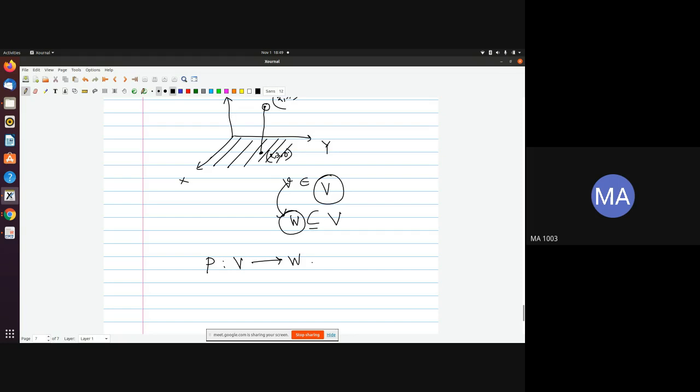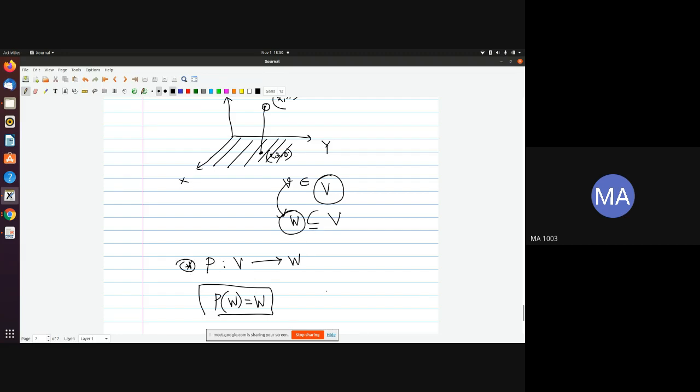Any doubt in this? P is a function from V to W. Correct. I can do it for any vector inside V. So if I take vectors from W, because W is also inside V, what will be the projection of it? That same vector itself, correct. So basically, the image of W, if I take only the W subspace inside V, is nothing but W. P of W is basically W, right? So this is one thing.